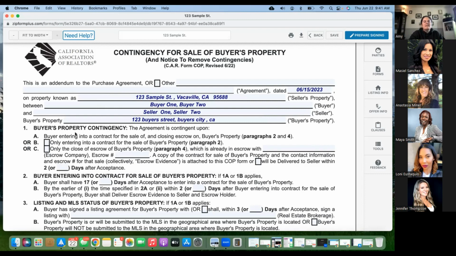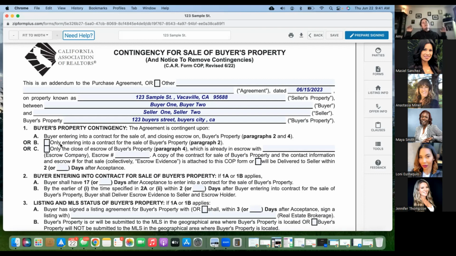The agreement is contingent upon the buyer entering into a contract for the sale of and closing escrow on buyer's property. So the default is entering into escrow and closing escrow. Okay, so it's 2 parts. Now, if you only cared about one part of that, we could go with either B or C, which would be only entering into contract for sale of buyer's property.